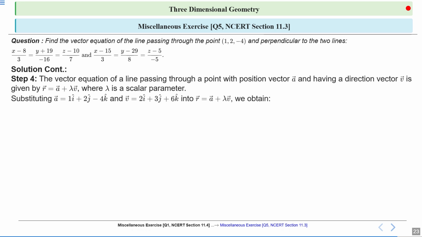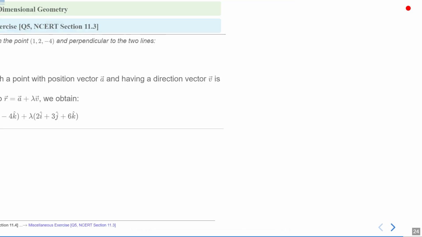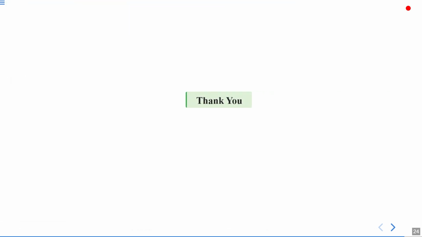Now substituting a vector = i cap + 2 j cap - 4 k cap and v vector = 2 i cap + 3 j cap + 6 k cap into r vector = a vector + lambda v vector, we obtain r vector = i cap + 2 j cap - 4 k cap + lambda times (2 i cap + 3 j cap + 6 k cap). Okay, so this was our answer.